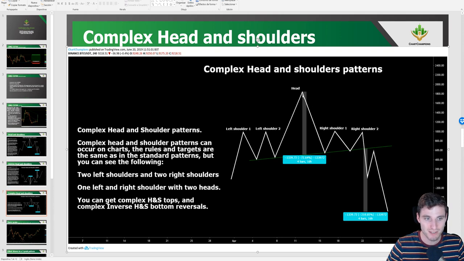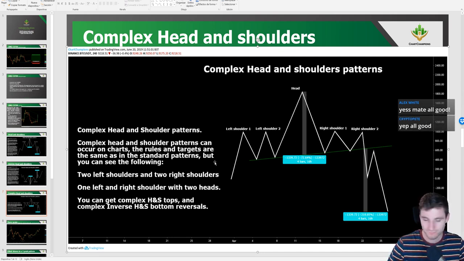So you see two heads, and that's like a double top, isn't it? So yeah, you can get things such as complex head and shoulders where you're going to see more than one shoulder, or two heads in the pattern. Okay. So yeah, that's basically just a complex head and shoulders pattern. Okay, so that's the main head and shoulders patterns. Does everybody understand head and shoulders now?